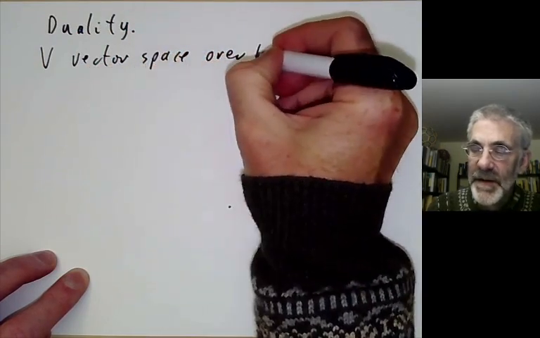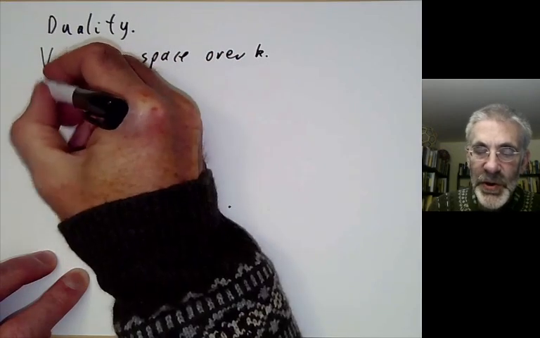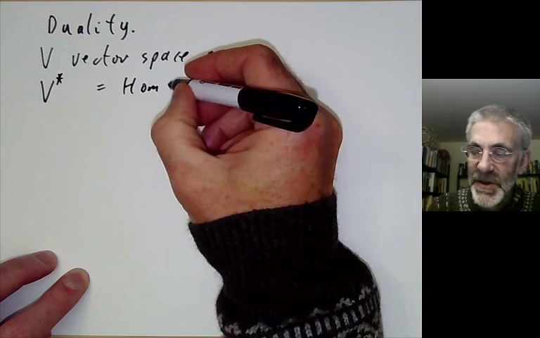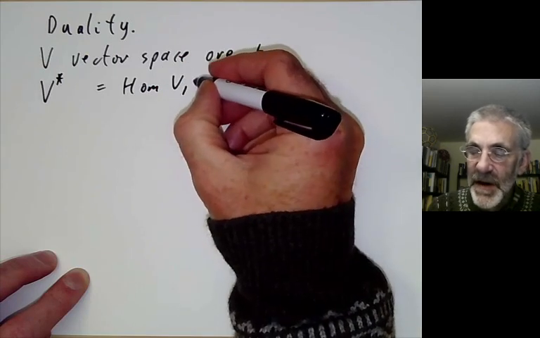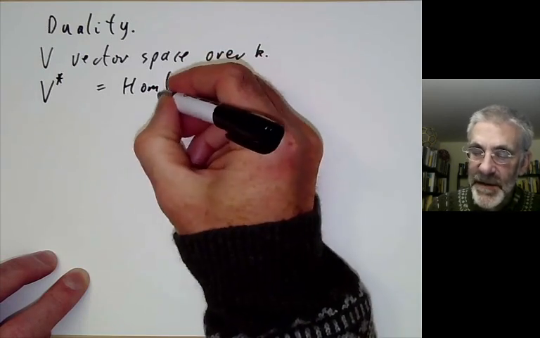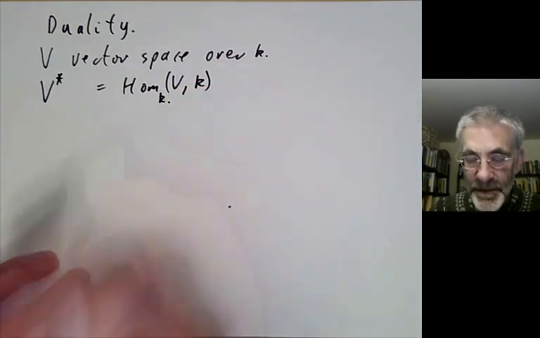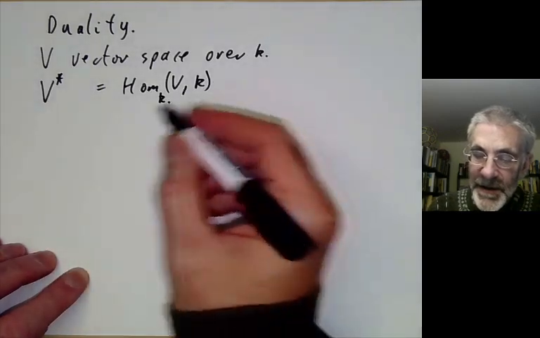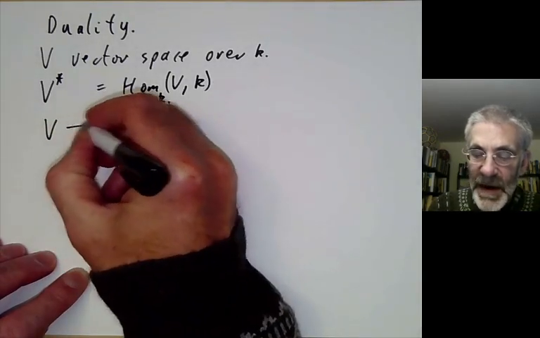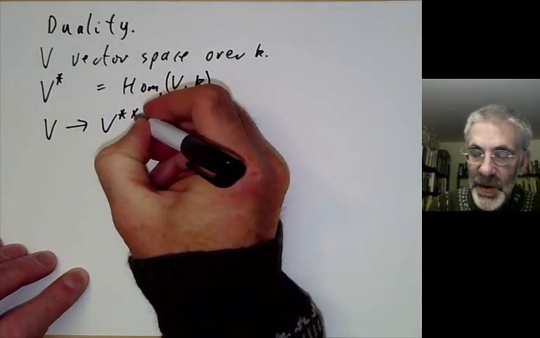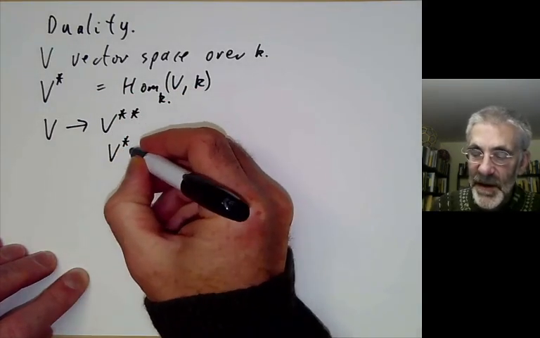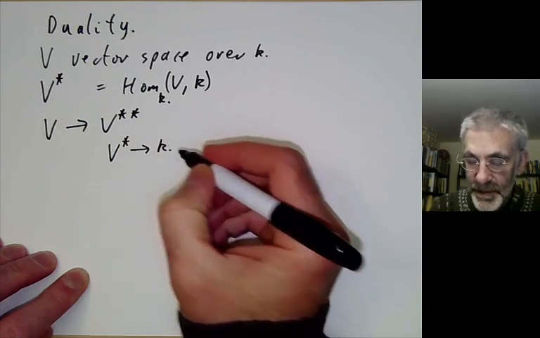over a field K. Then we have a dual vector space, which is just the space of linear maps, homomorphisms from V to the field K. This is homomorphisms over K. And this is also a vector space. And we also have a natural map from V to its double dual. So you remember elements of the double dual are maps from V star to K.